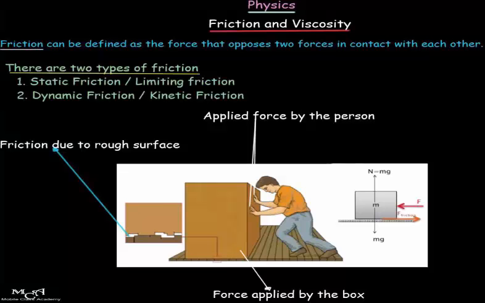Now, mind you, we have two types of friction in physics. The first one is static friction or limiting friction. The second type of friction is dynamic friction or kinetic friction. Okay, these are the two types of friction we have.